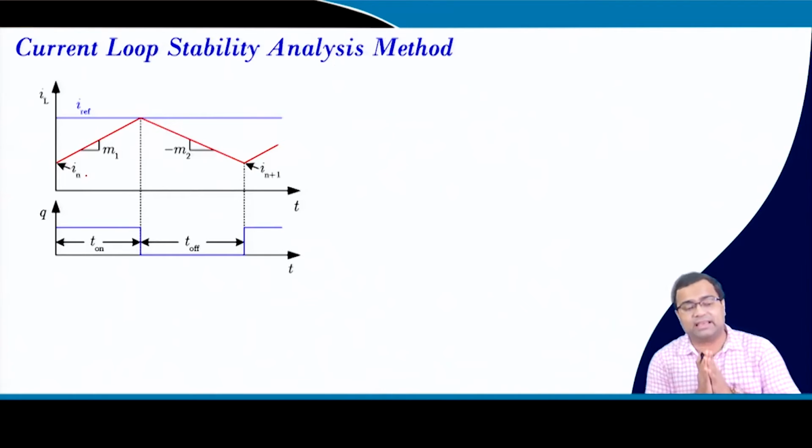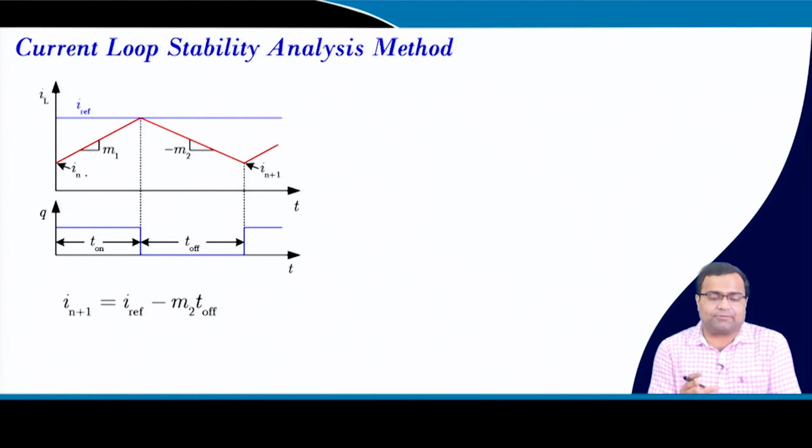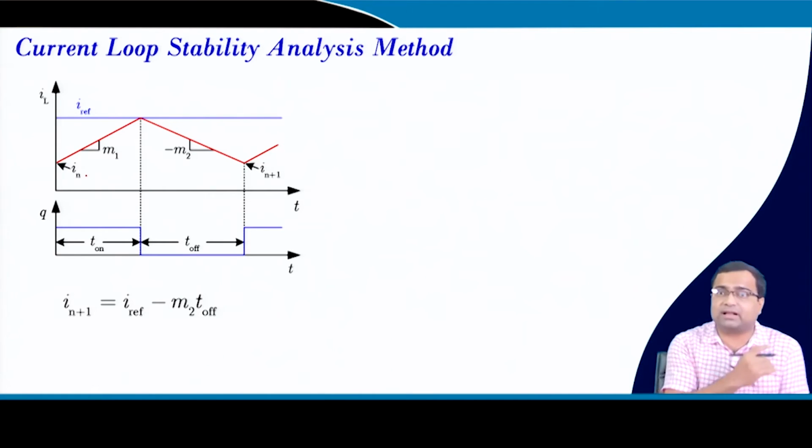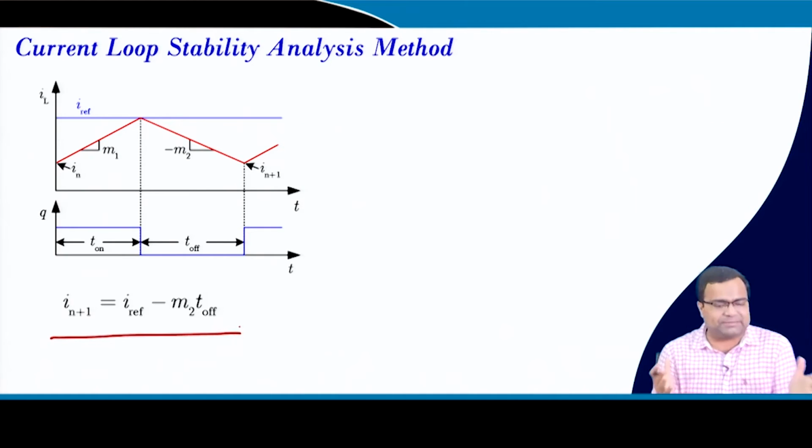Now, we want to first see the current loop stability analysis. Okay. So, this is the current waveform. You can think of this as the peak current architecture. This technique you can use either with fixed frequency or constant off time, or even you can take hysteresis.